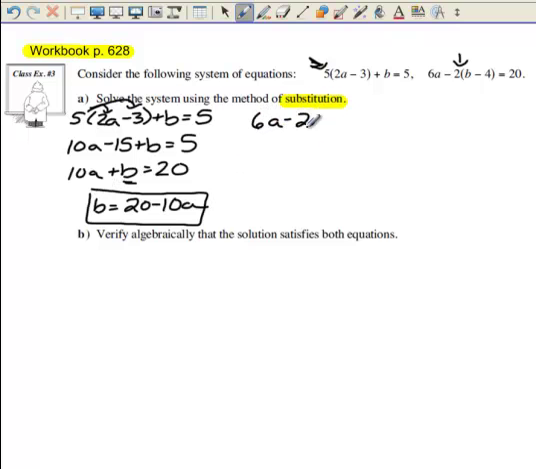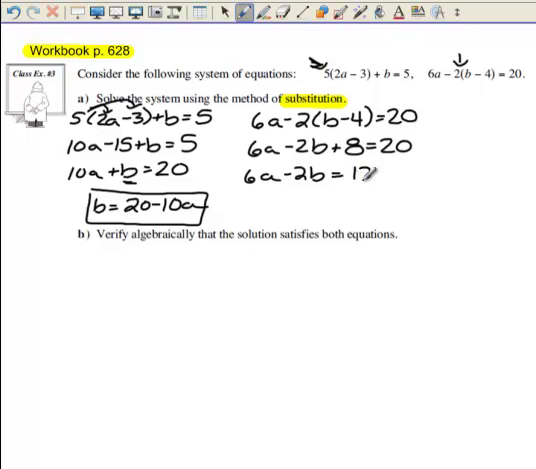6a minus 2 times b minus 4 equals 20. Before I do anything, I just want to get rid of those brackets. So I'm just going to FOIL out there, negative 2b. Now it's a negative 2 times a negative 4, that's plus 8 equals 20. So 6a minus 2b equals 12, when I subtract 8 from both sides, I'm left with 12.